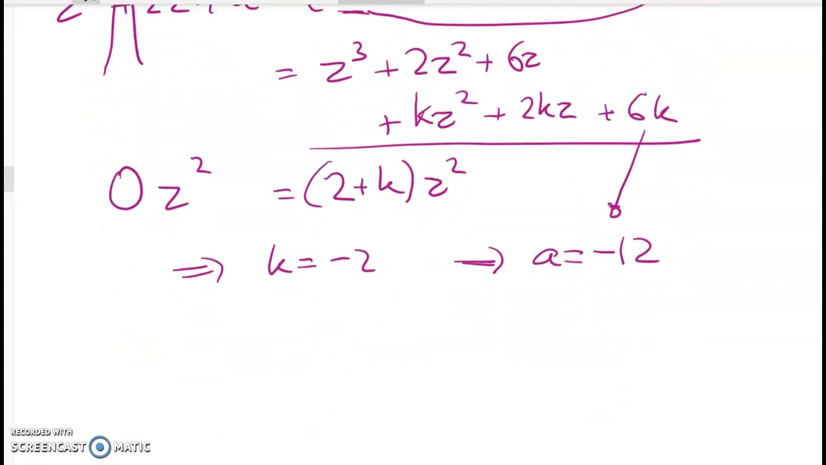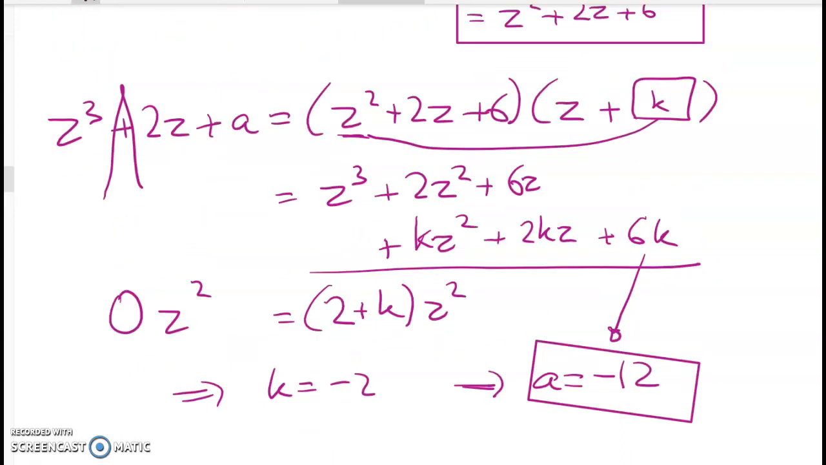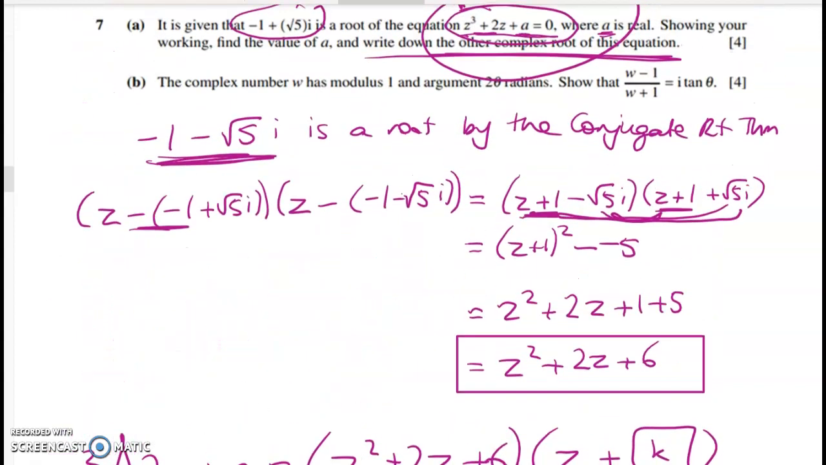So that's that bit done. a is equal to -12, and we've already done the other complex root, which is this one up here. So that's that question done. Short video there, because I'm going to need probably a good 10 to 15 minutes for the next question. So I'll do that later on when I've charged my laptop up.